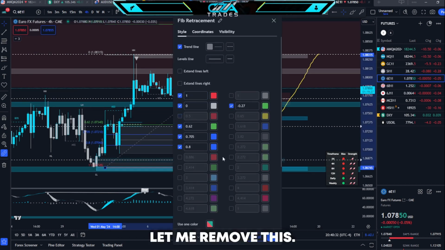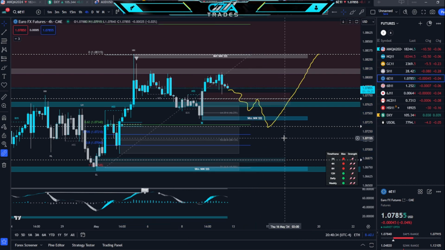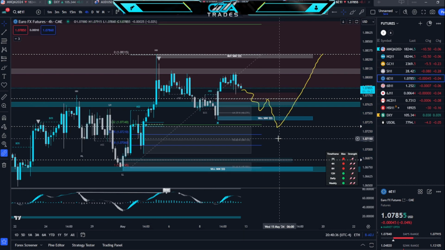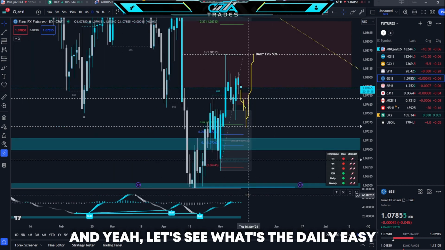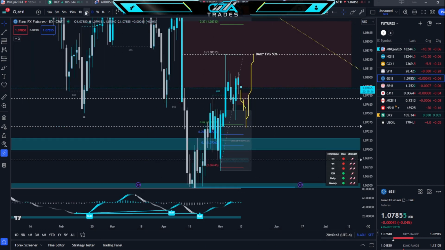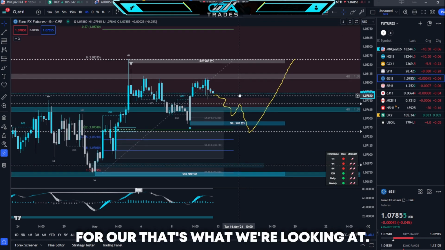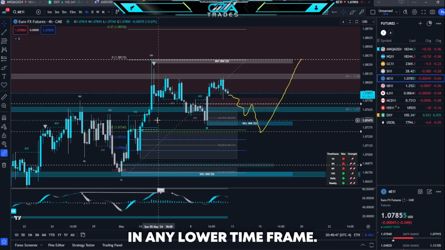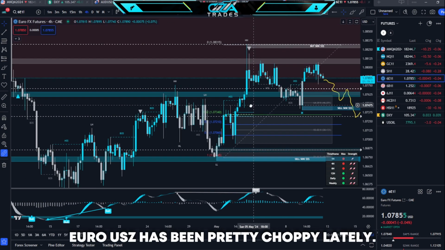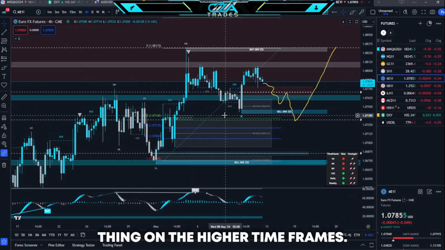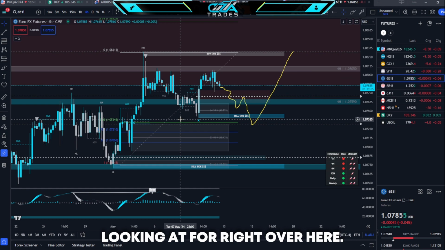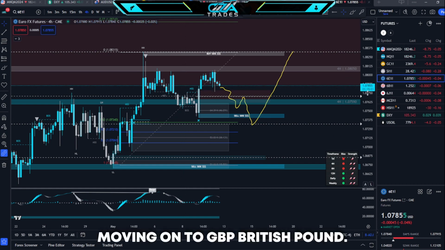Let me remove this. It's okay not to have that. And yeah, let's see, what's the daily? Easy oscillator looks good. 4 hour, that's what we're looking at. I'm not going to go down to any lower time frame. Euro USD has been pretty choppy lately, so I'm going to let it do its thing on the higher time frames. That's what we're looking at for right over here. Moving on to GBP.